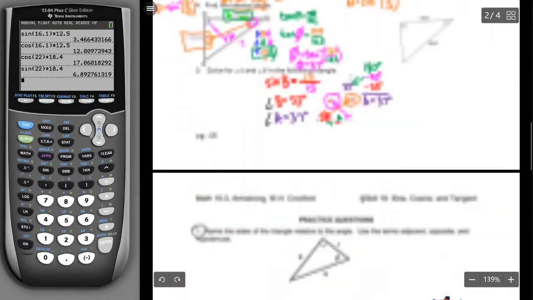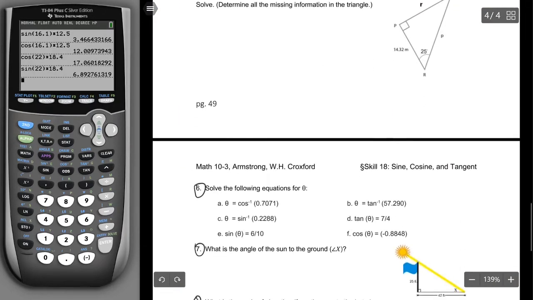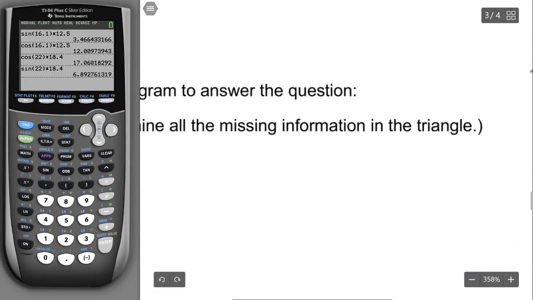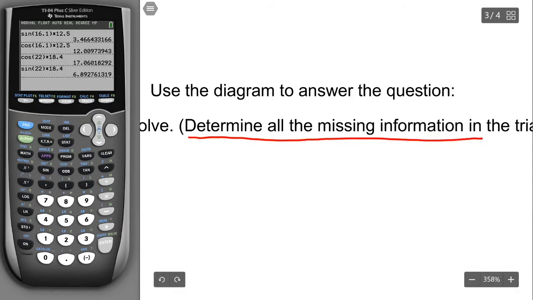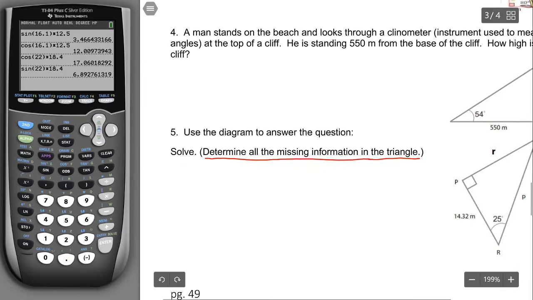Okay, this we did last time. So that's it. That's how you solve for sides. I just wanted to talk about this question right here. Solve. Determine all the missing information in the triangle is what mathematicians mean when they say solving a triangle.